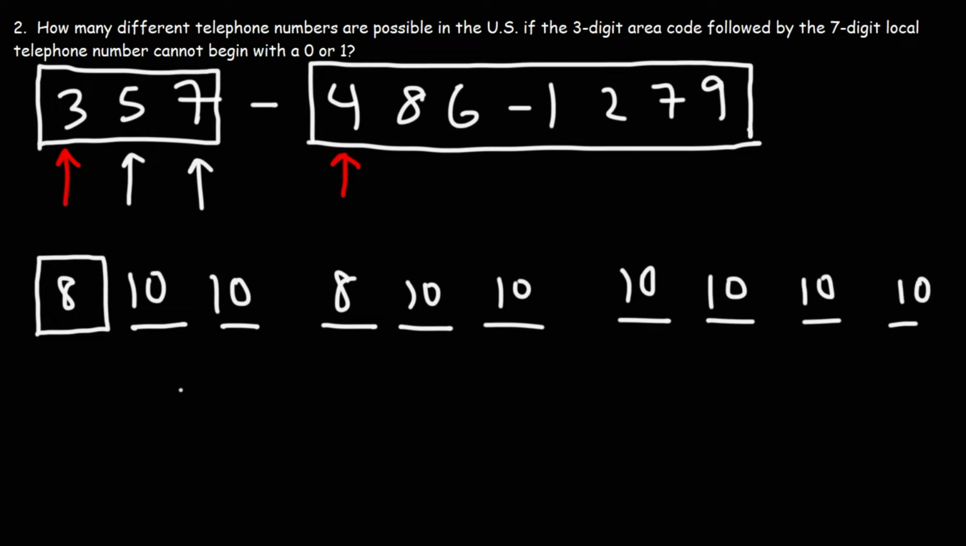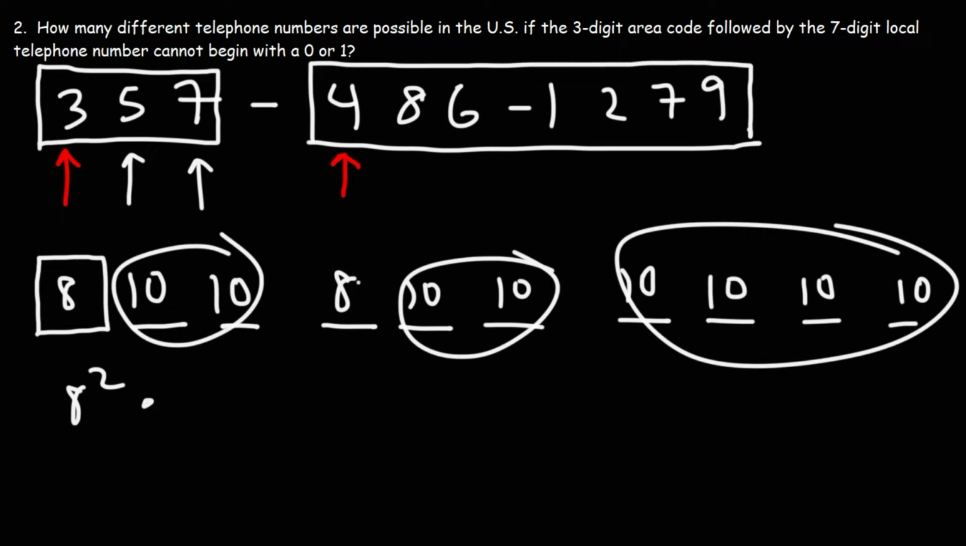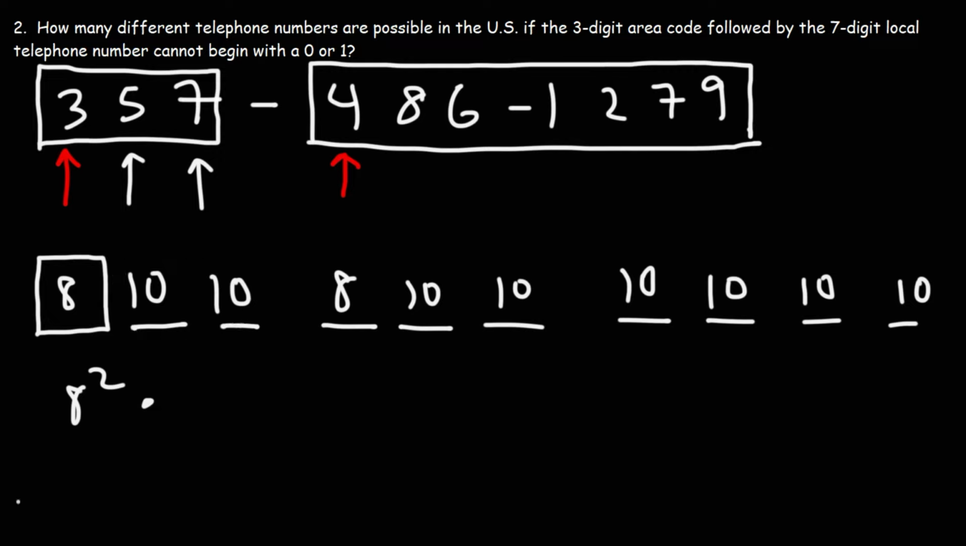So now we need to do the math. We're going to multiply 8 by 10 by 10 by 8 by 10 by 10 and by another 4 tens. So we're multiplying 2 eights. That's 8 squared. And we're multiplying that by 8 tens. So that's 10 to the 8th power. 8 squared is 64. And this is going to be times 10 to the 8.